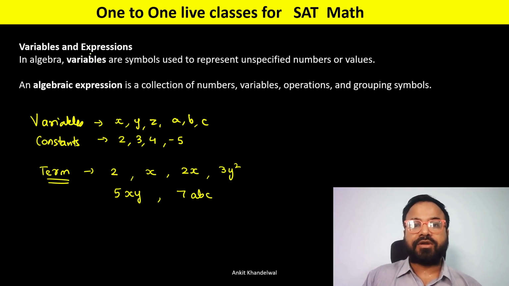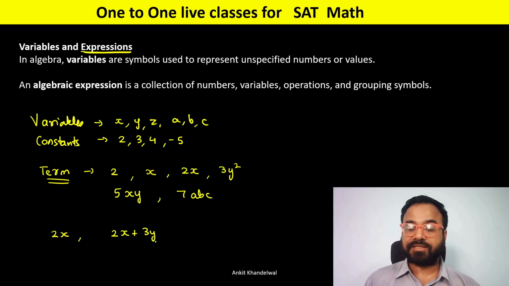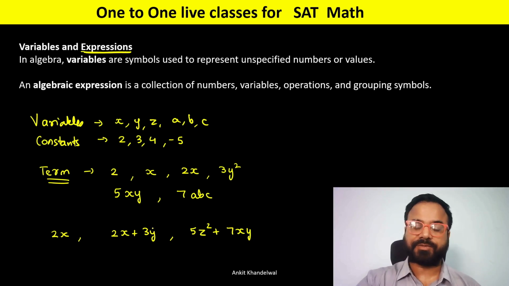Now second thing is, what is the expression then? The expression over here means when we are having a single term or a combination of terms. So suppose if I write only 2x, so 2x is an expression. But if I write a combination of two terms, 2x plus 3y, this is also an expression. If I write 5z square plus 7xy, this is also an expression. So these are the examples for the expressions over here.